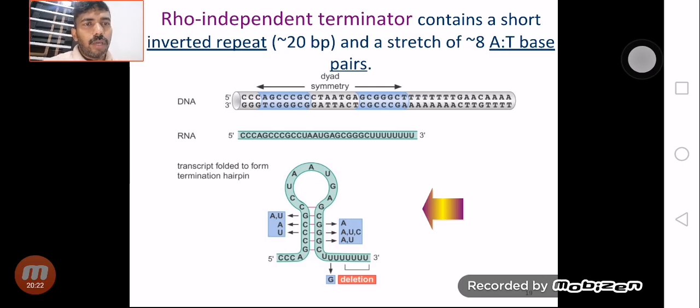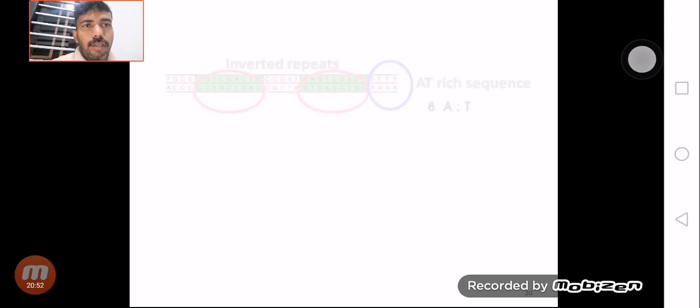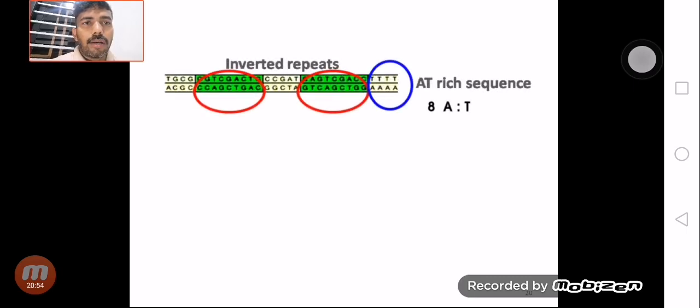So for that, what we have to understand first is the sequence at the terminator region. At the terminator region we can see a particular sequence which we refer to as an inverted repeat. It's also otherwise called a palindrome sequence, and which is followed by an AT rich region in the DNA molecule. And you can see it a little more clearly here. So there is an inverted repeat followed by the AT rich region.